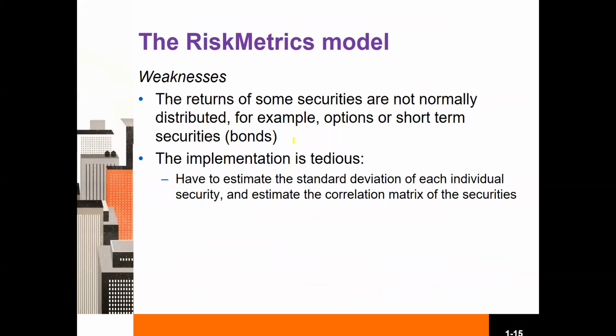There are two weaknesses of this risk matrix model as well. First of all, you can remember that all this calculation is based on an assumption that the returns are normally distributed. However, there are some security returns that are not normally distributed, for example, particularly options or short-term securities, for example, bonds. And another point is, you have also noticed that the calculation of market risk under this risk matrix model is not very simple. It's tedious and complicated because we need to calculate standard deviation and the correlation matrix, then we need to aggregate them for the entire portfolio. So it's also a bit complicated.